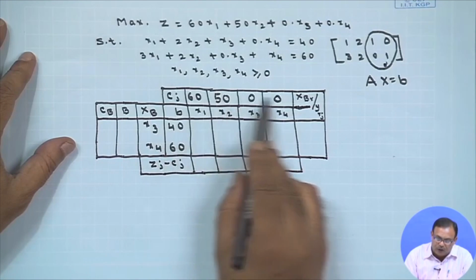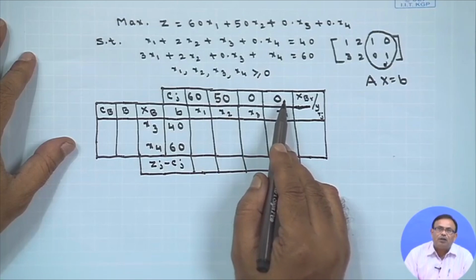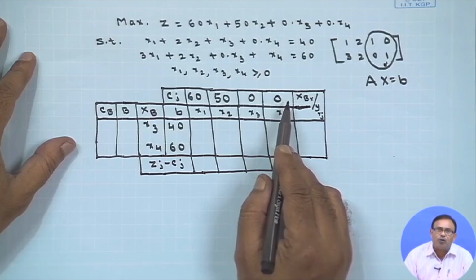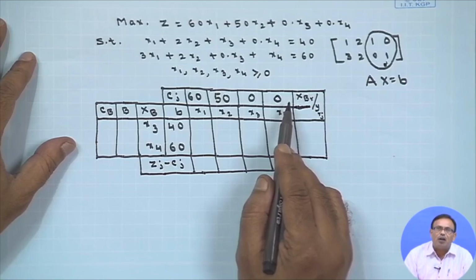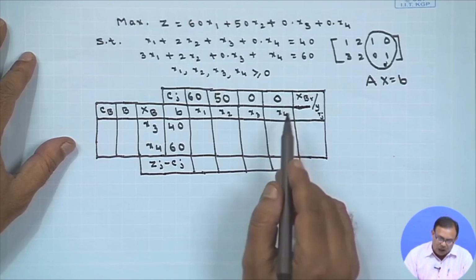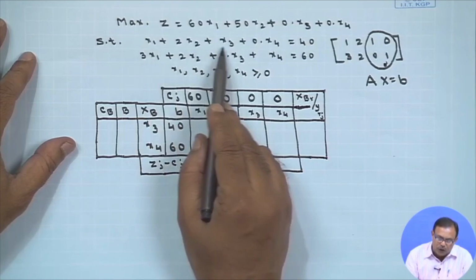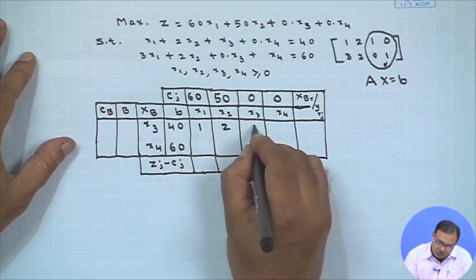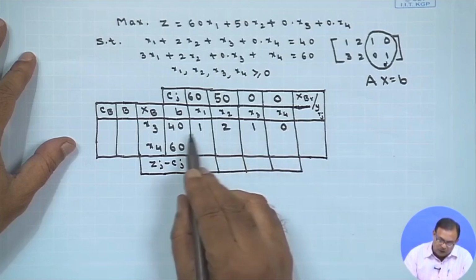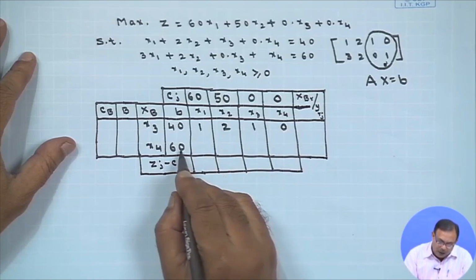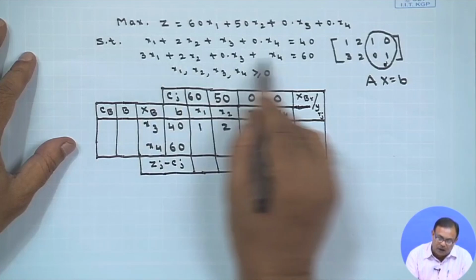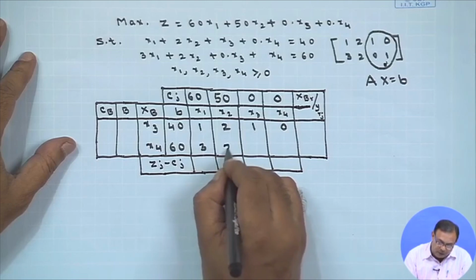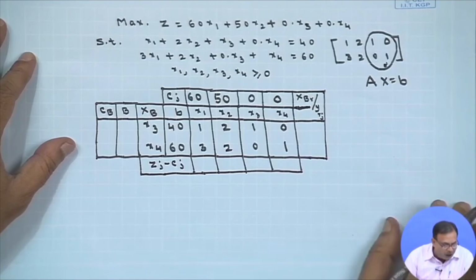Here, as we have told, the first row corresponds to the objective function, that is, the coefficients of the decision variables in the objective function, and subsequent rows correspond to the coefficients of the decision variables in the constraints. So, your first constraint is x1 plus 2 x2 plus x3 plus 0 x4. So, the coefficient of x1 is 1, x2 is 2, x3 is 1 and x4 is 0. Similarly, the next row will represent the second constraint. Here the coefficients of x1, x2, x3 and x4 are 3, 2, 0 and 1.